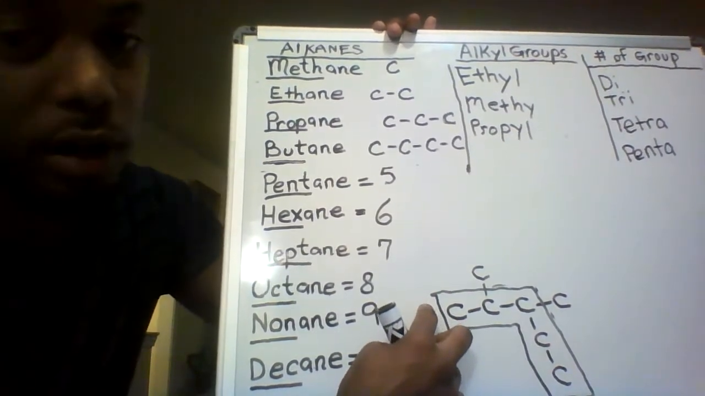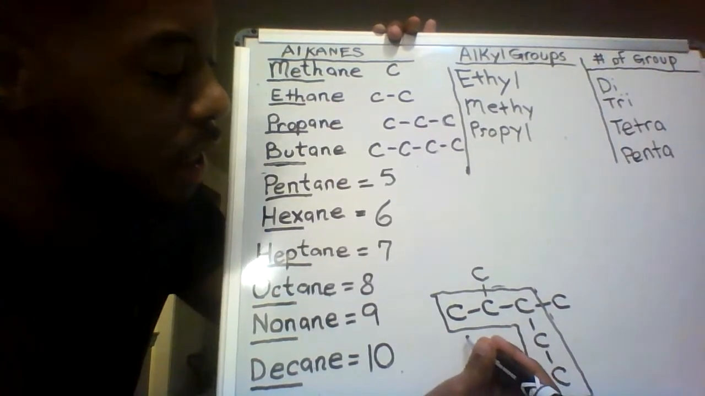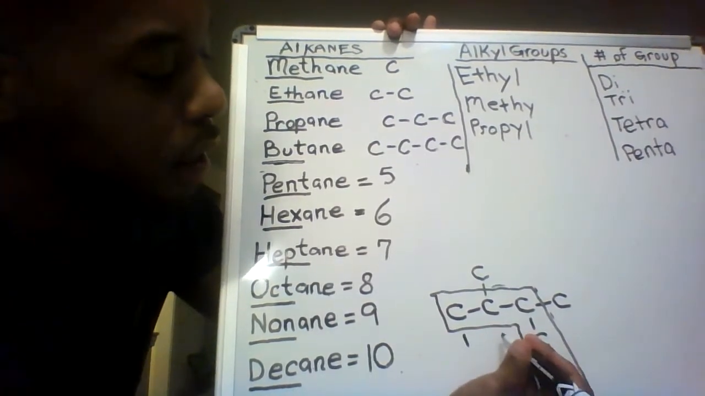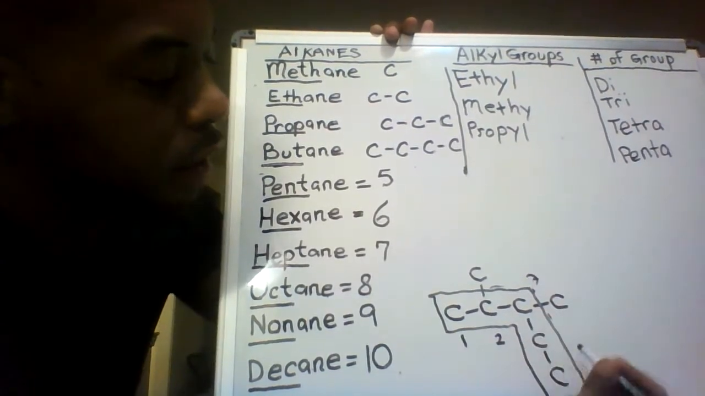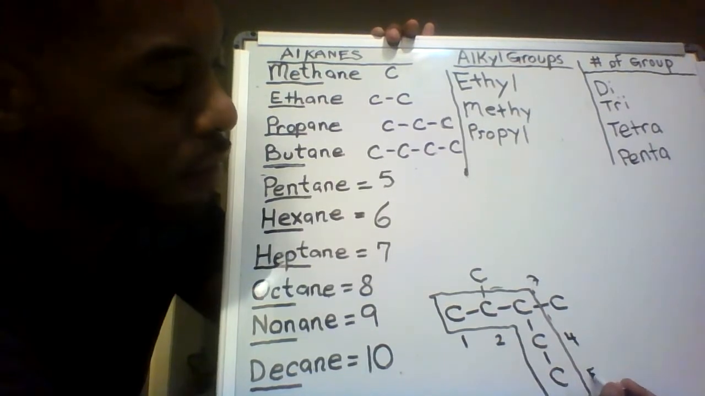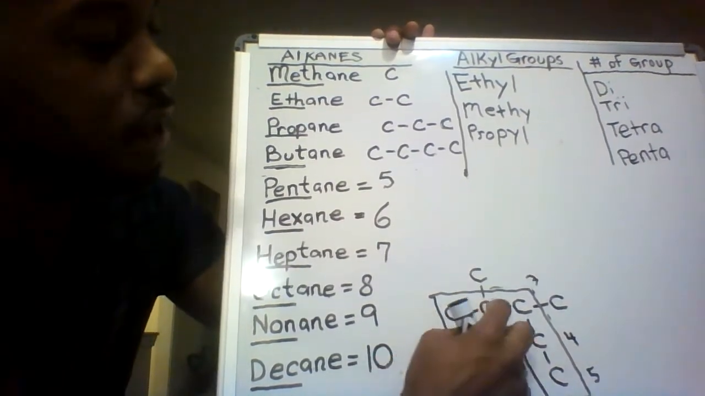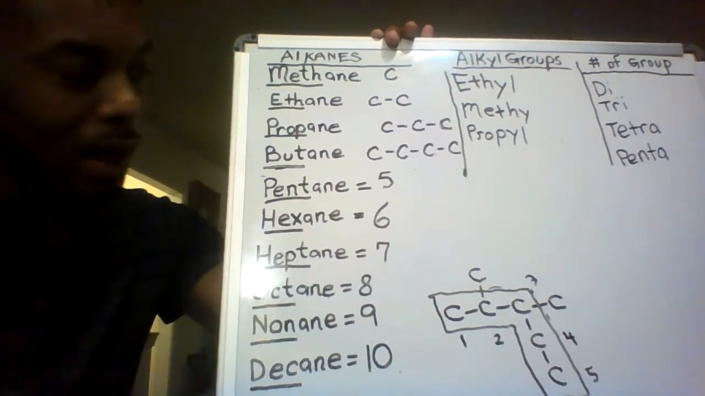So now I start numbering it from this side. I'm going to name number 1, number 2. This is going to be number 3 in the corner over here. It's going to be number 4. This is going to be number 5. We just named every carbon in our chain with a number. Got me?